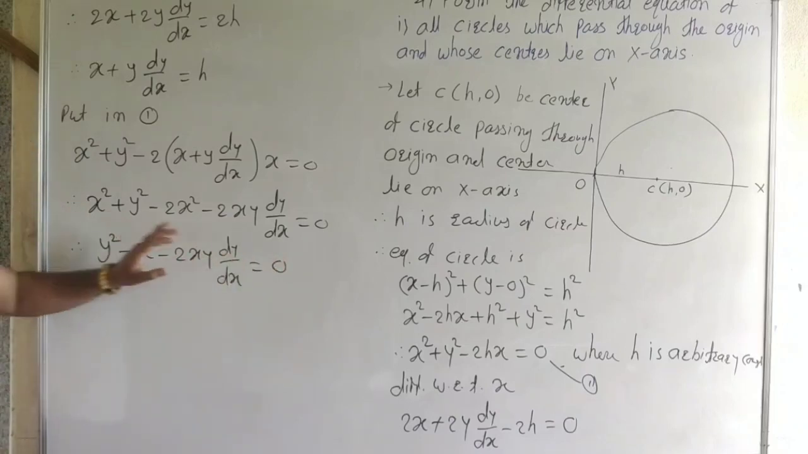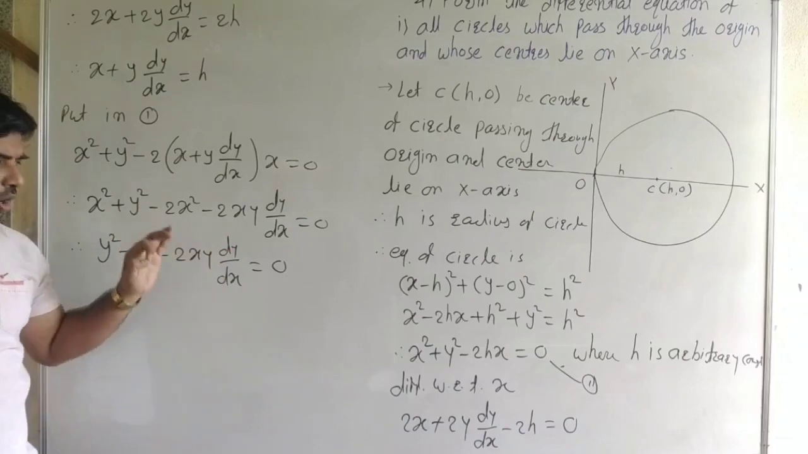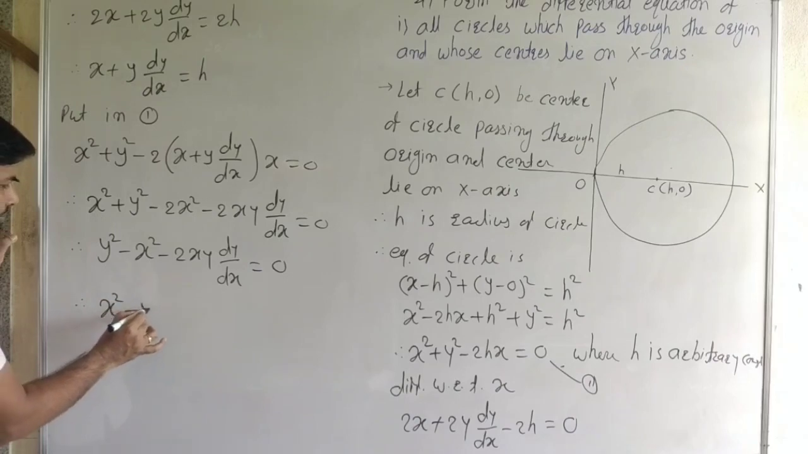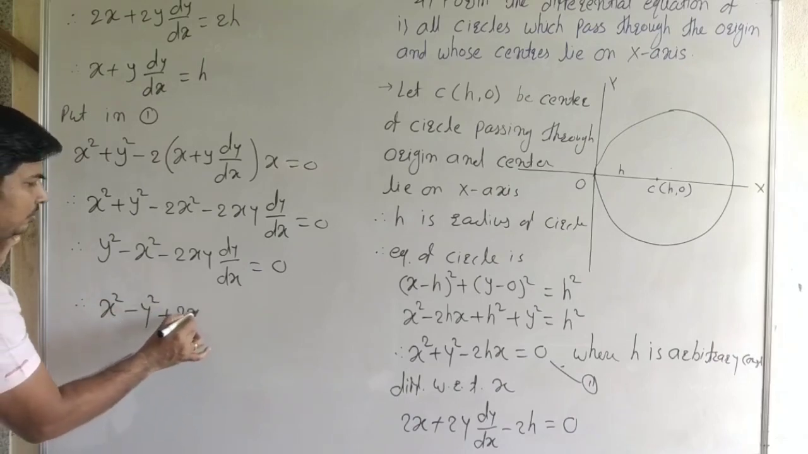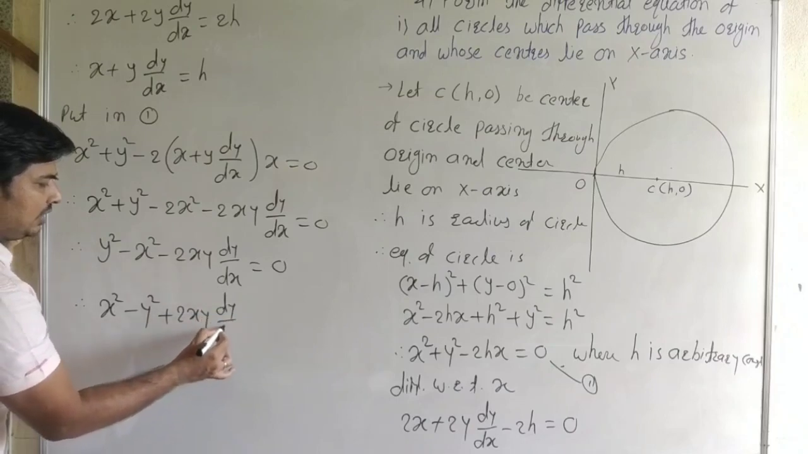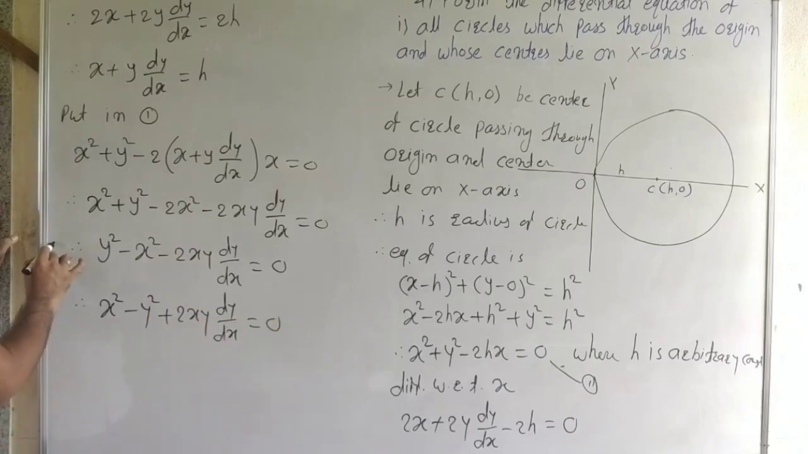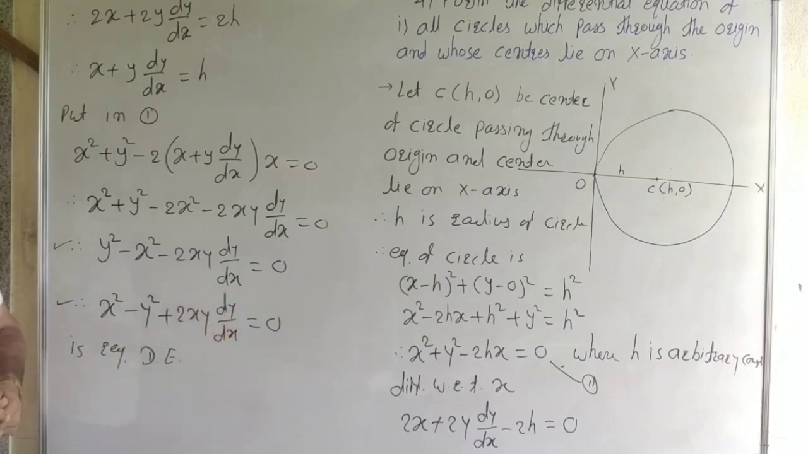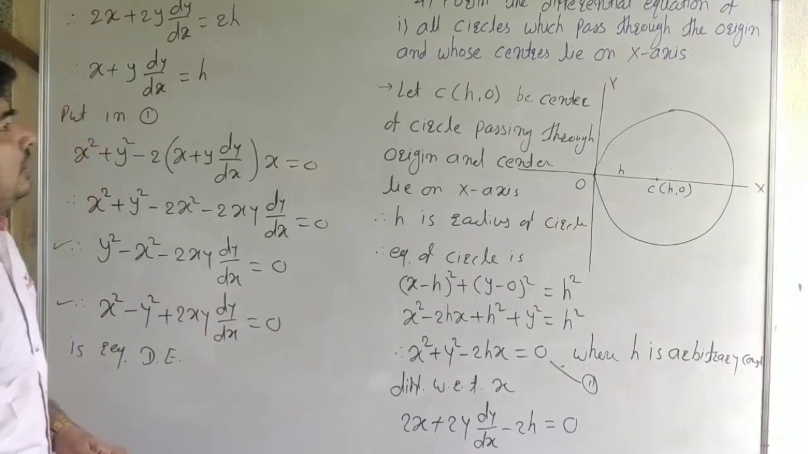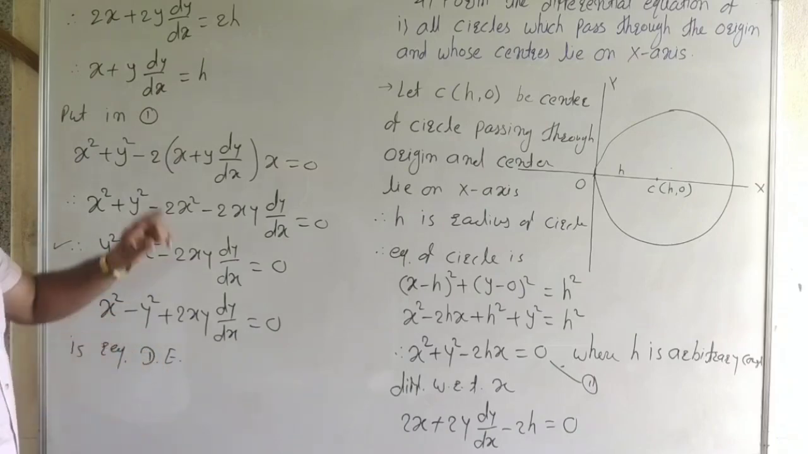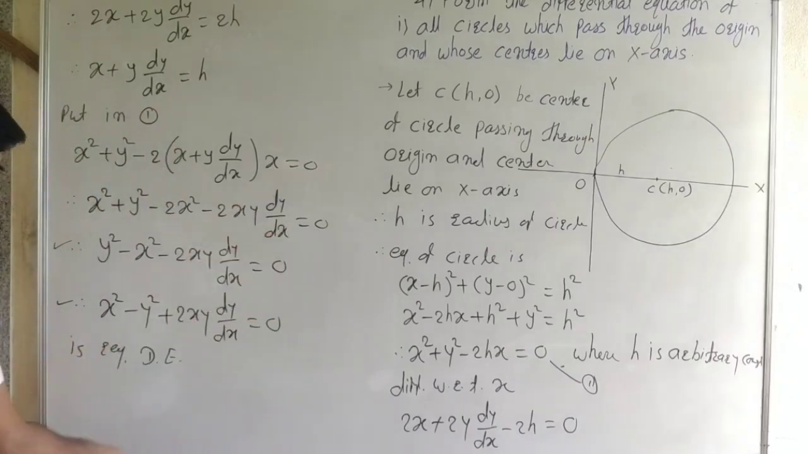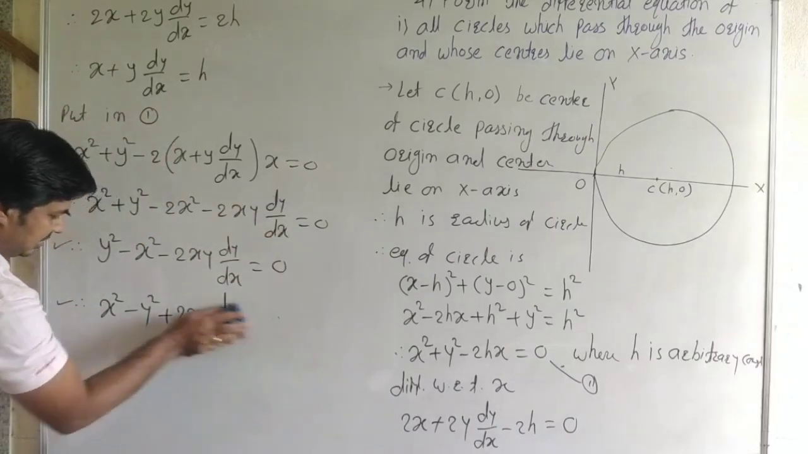Here it is our last answer. It is the required differential equation, or we can write it by multiplying throughout by minus, then we get x square minus y square plus 2xy dy by dx equals 0. This is the final answer, the required differential equation of all circles passing through the origin and whose center lies on the x-axis. See carefully this. Now we see the next example.